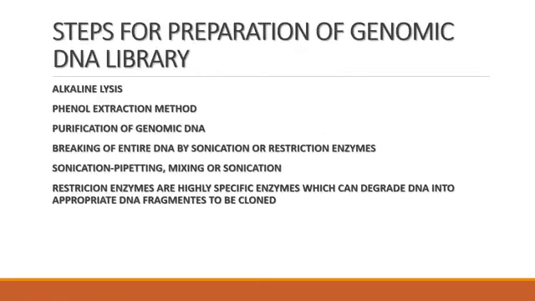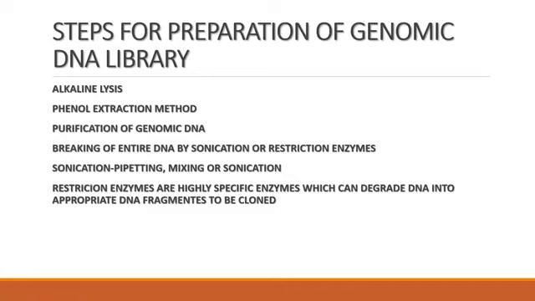What are the steps for the preparation of a genomic DNA library? First, we have to isolate the genome, or we can say the entire DNA of an organism. For that, we have to treat it with alkali. So this is called alkaline lysis. Alkaline lysis is used for extraction of DNA. This is a very fast, reliable, and clean method to get DNA.